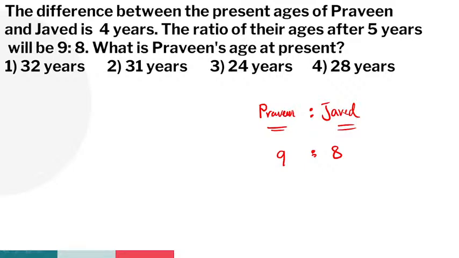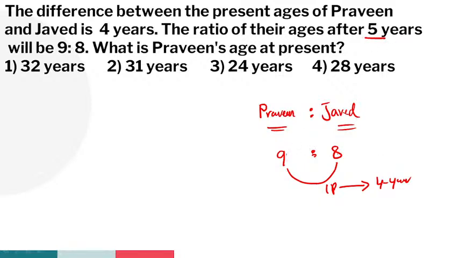31 years. Very good, excellent. And somebody saying answer. Very good, excellent. Right, and let me check. The difference between the present ages of Praveen and Javed is how many years? 4 years. So 9 and 8 difference? 1 part. 1 part is equal to how many years difference? 4 years difference. Next, the ratio of their ages after 5 years.